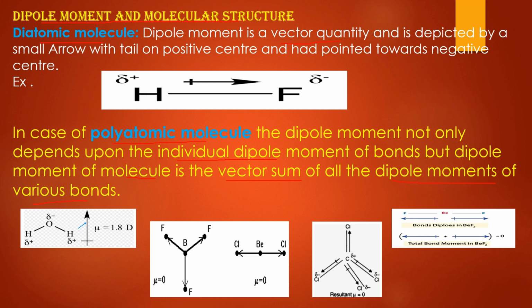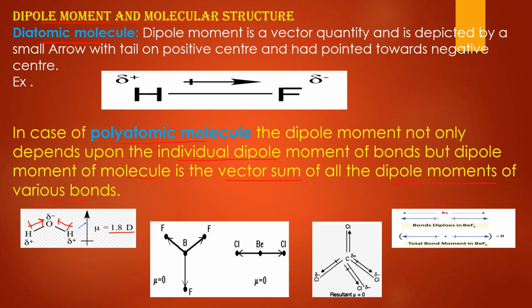Now the direction is from the less electronegative atom to the more electronegative atom. So this bond dipole is towards oxygen, this again towards oxygen, and these are the dipoles of the two bonds, and the resultant dipole of the molecule is the vector sum of these two bonds, and because these are directed in the same direction, so it is a sum, and the net dipole moment in water is 1.8 Debye.